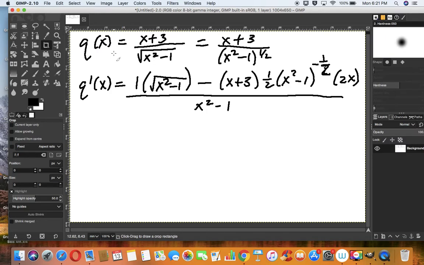So that's how you use the quotient rule. So I hope that helped you understand the quotient rule.